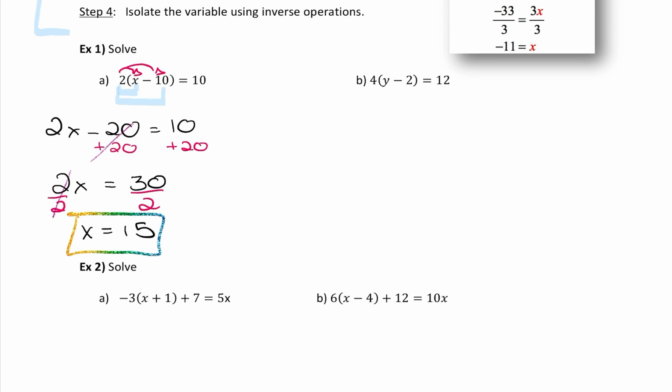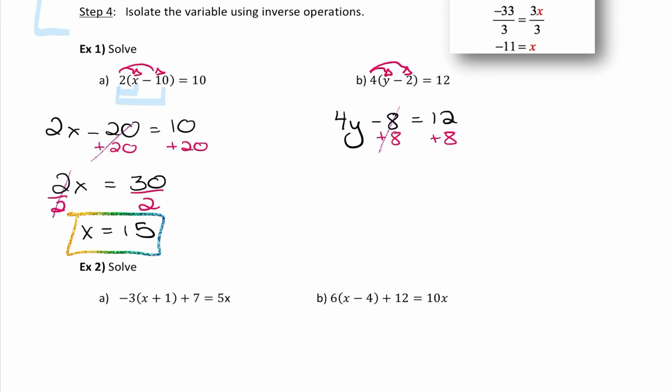So for B, we're doing the same steps. We need to get rid of the brackets first by multiplying. So 4 times y is 4y. Next, we're going to multiply the 4 by the negative 2, which gives us negative 8, and all of that equals 12. We need to get rid of the 4 that's attached by multiplication and the 8 by subtraction. We're going to do the opposite. So the first thing we need to do is get rid of the 8 by adding 8 to both sides.